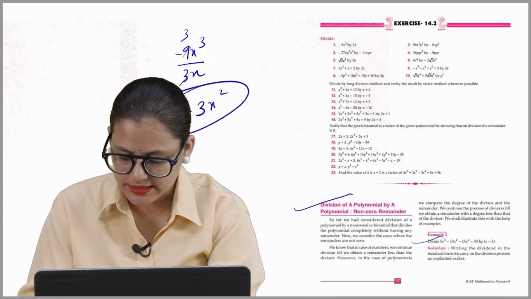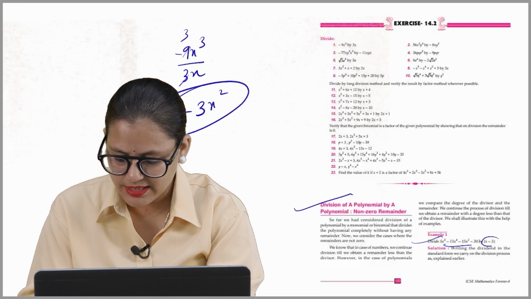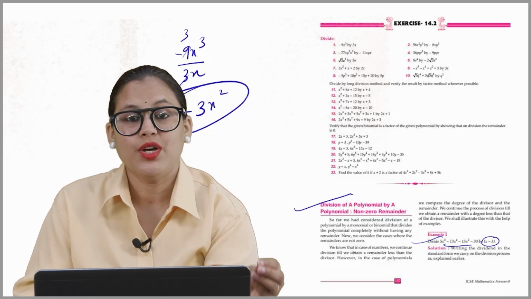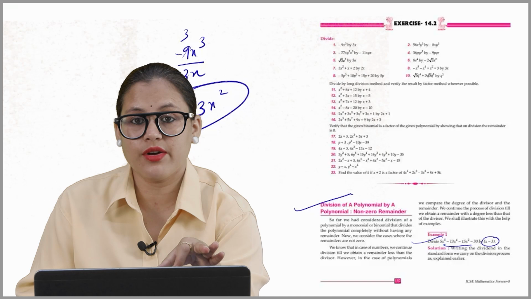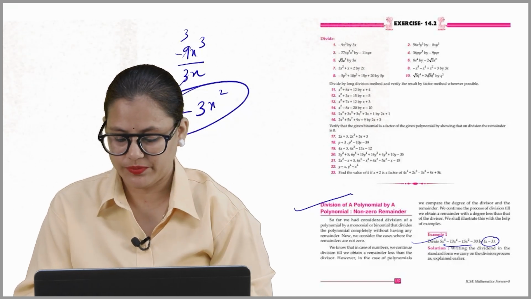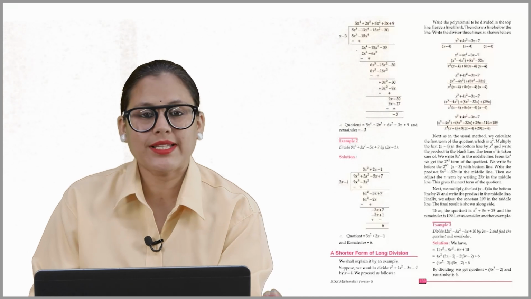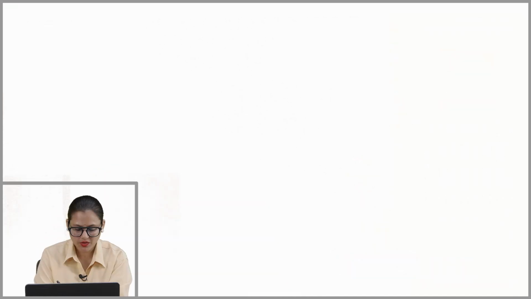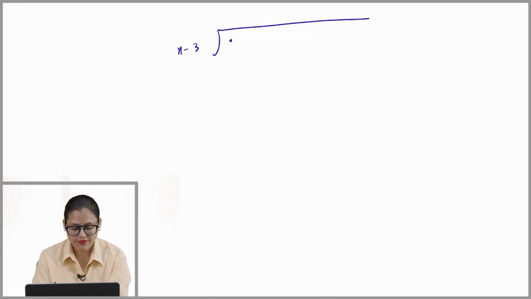So, see, this is the dividend and this is the divisor, that is x minus 3. So, writing the dividend in the standard form, we carry on the division process as explained earlier. Now, let us do this example. So, we have a divisor x minus 3 and dividend 5x raised to the power 5 minus 13x raised to the power 4 minus 15x square minus 30.